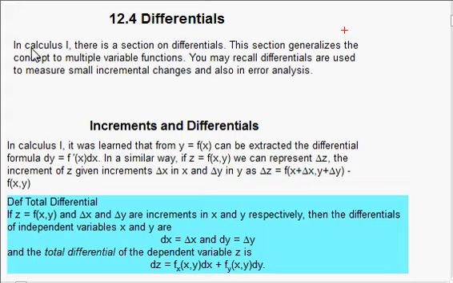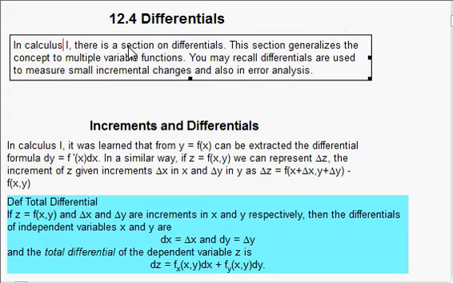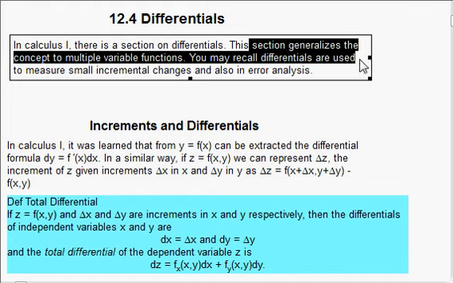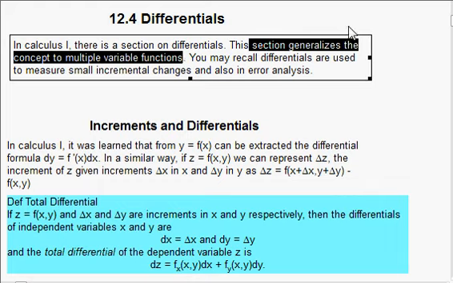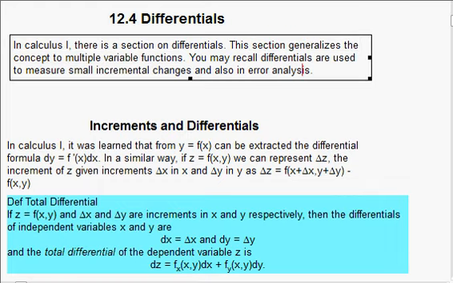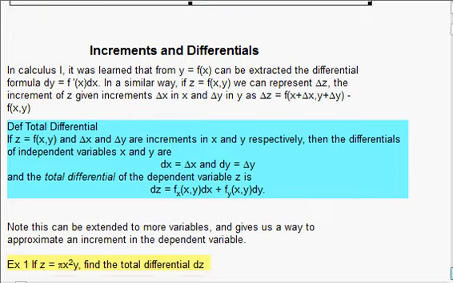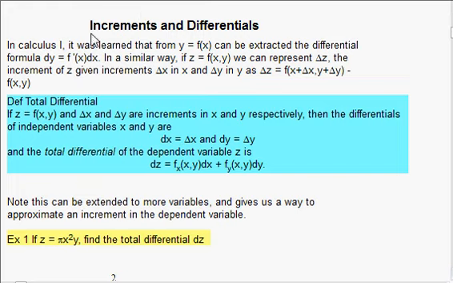You may recall from Calculus 1 that there is a section on differentials. The differentials are talking about small incremental changes in a variable and used in error analysis. So this section generalizes that concept to multiple variable functions, and we'll see if you can recall it from Calculus 1. If so, Obi-Wan has taught you well. And then we'll move on and try to apply that same thing to functions of more than one variable.